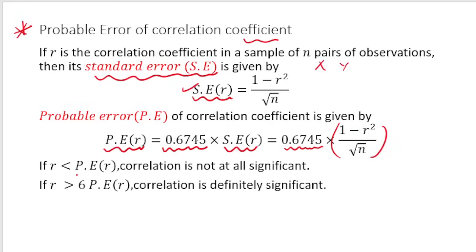If r is less than the probable error, then correlation is not at all significant. We can say that there is not much correlation between two variables. But if r is greater than 6 times the probable error, then the correlation is definitely very significant. Okay.